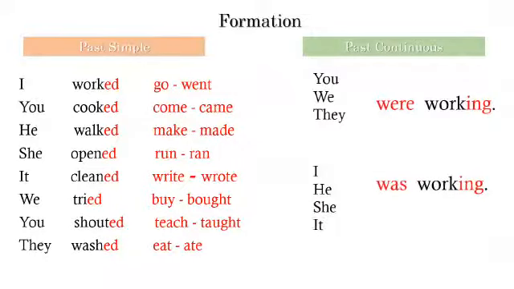The formation of past continuous is quite different. So, here we have to be careful with the pronouns. If your pronouns are you, we, they, you have to use the to be of past, were. So you can say you were working, we were working, they were working. Or if your pronouns are I, he, she, it, you just use was. I was working, he was working, she was working. That's it. Okay, very good.